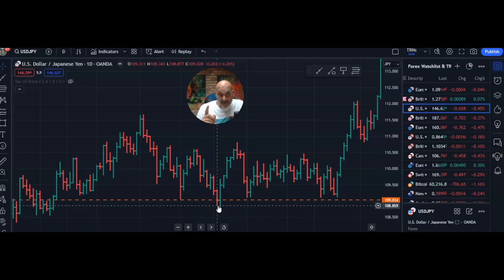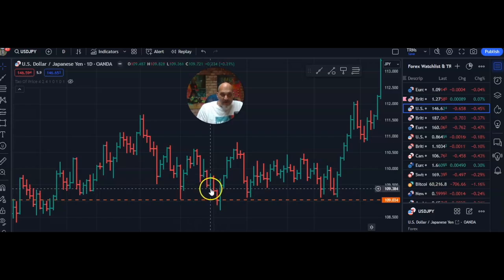But here's the other way you can do it. You could take the high of the day to the close. If you take just the high of the day to the close, it's right on the line. It is not below the line. That's basically saying this move is suspect. The high, because it's a downward movement, you take the high of the day to the close.